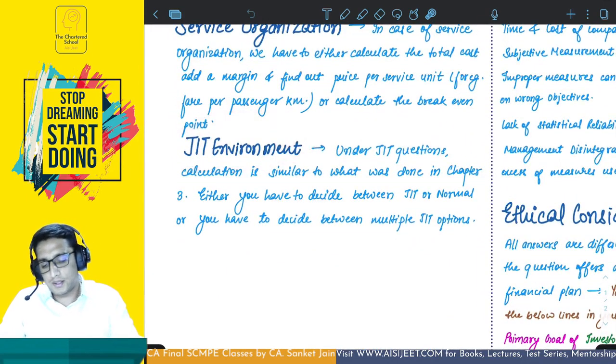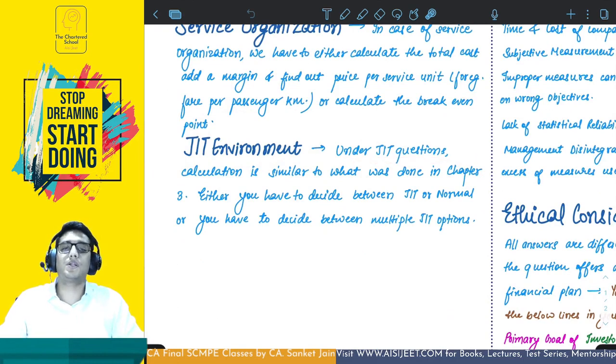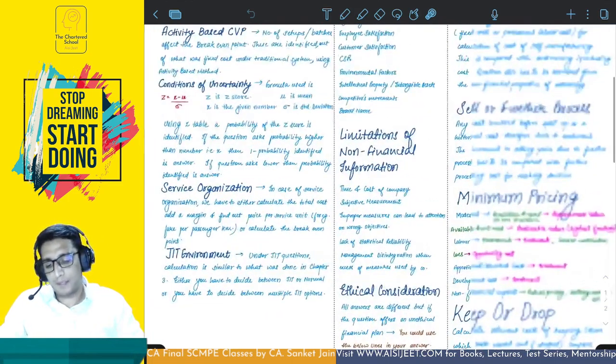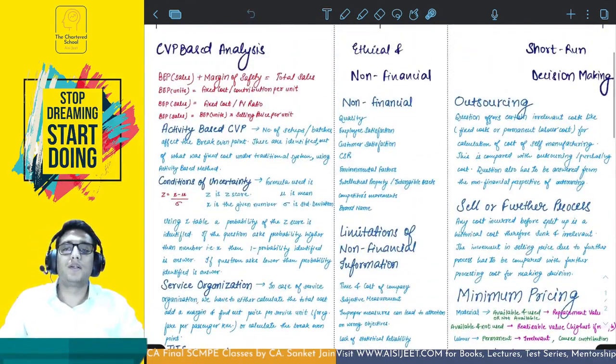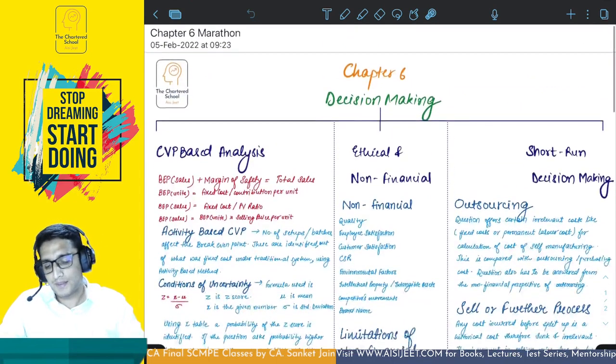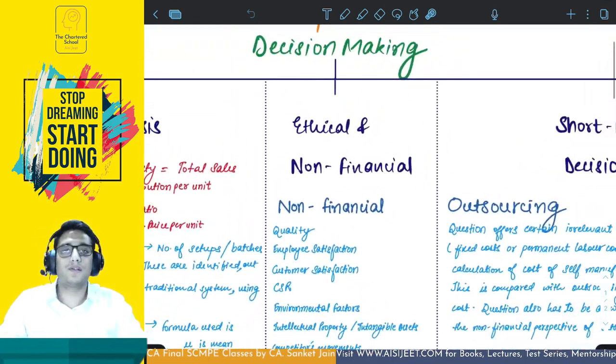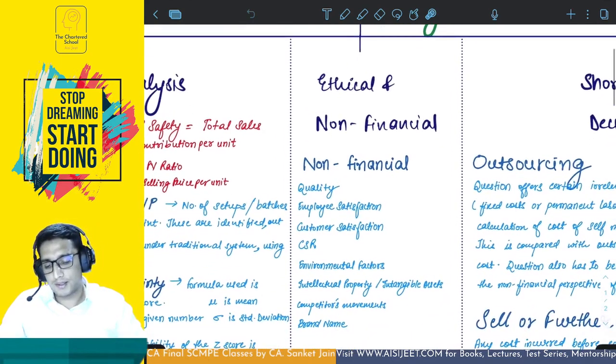Alright, moving to the next type under CVP based analysis. GIT environment. Under GIT questions, the calculation is more or less similar to what you've done in chapter number 3. Either you have to decide between GIT or normal, or you have to decide between multiple GIT options. If there are multiple vendors for offering GIT, then you would have to decide between the multiple options that you have.